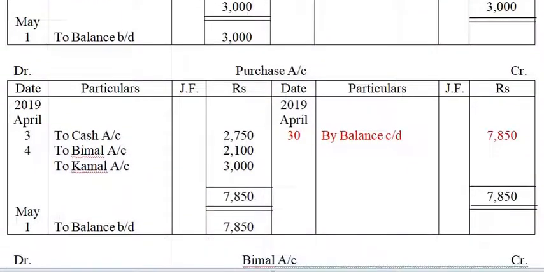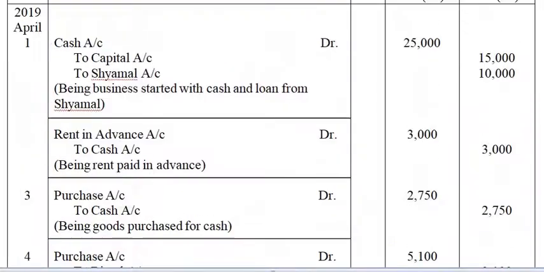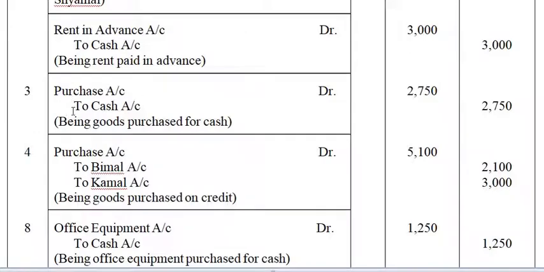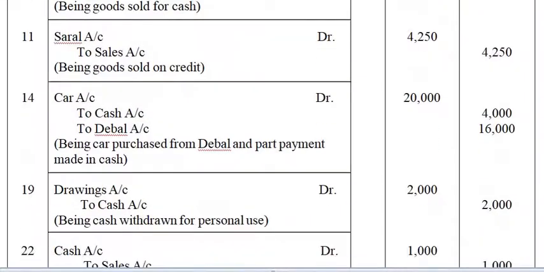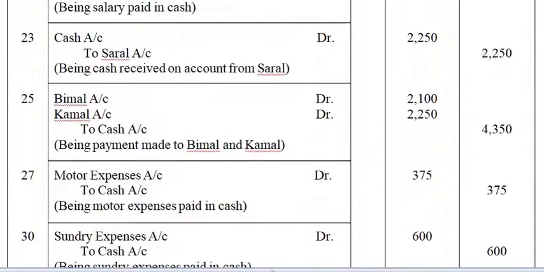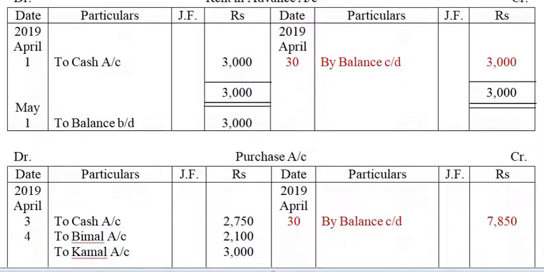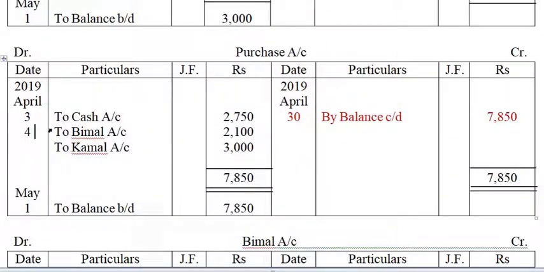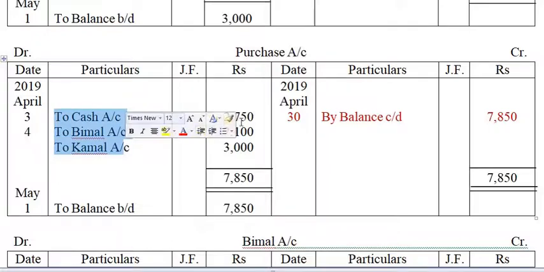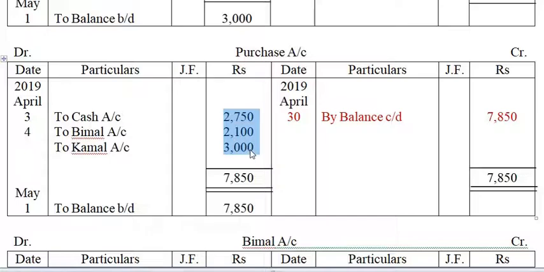Okay, now purchase account. So purchase account, let's go back to journal once again. So purchase account, we have to find out purchase account. Here again, purchase account. Okay, so purchase account, always remember that purchase account is towards the debit side. Okay, so purchase account debit to cash account 2,750, and again purchase account debit to Bimal account, to Kamal account, 2,100 and 3,000 respectively. Let's see if there's any purchase out here. No, no purchase. Okay, so we have written out here, to cash account, to Bimal account, to Kamal account, and write the corresponding amounts that are given respectively.